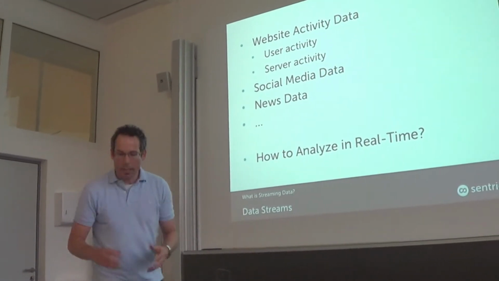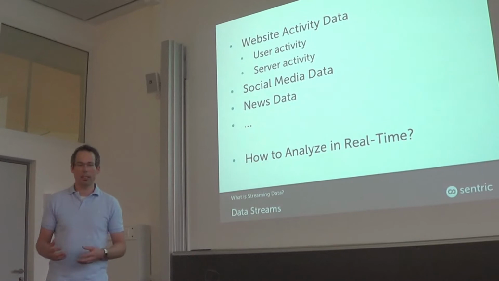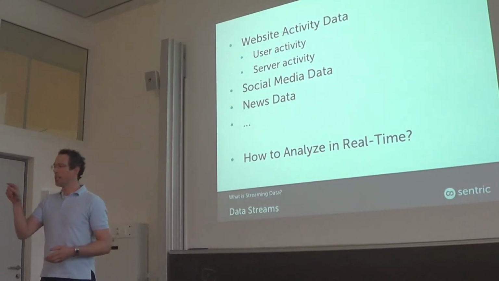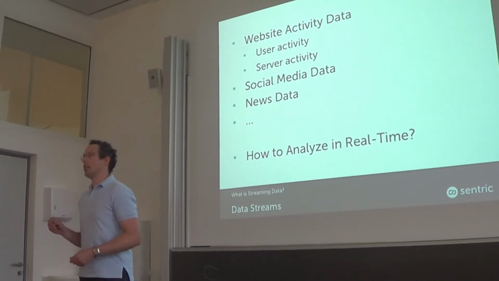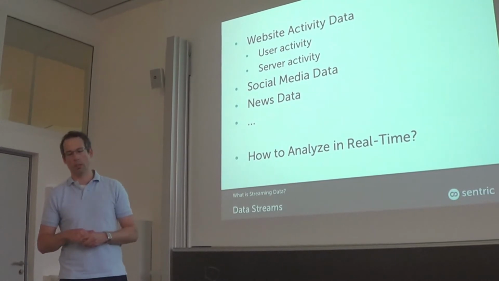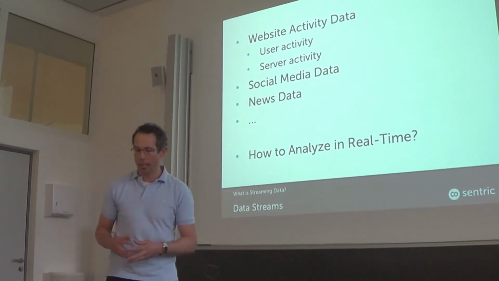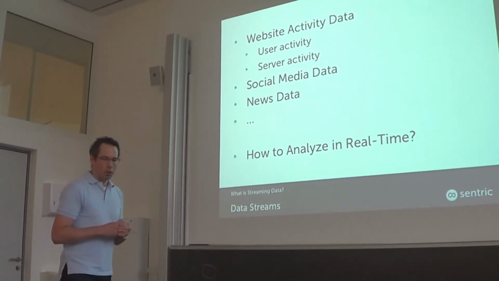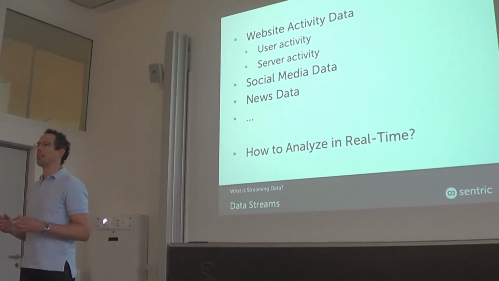And what it actually is: streaming data is a part of website activity data, like I said, user activities like tracking data, the click paths of the user, and also the server activity like log files from Apache or something like this. That's all called website activity data, and that's one part of it. Then also social media data, or kind of streaming data, news data as well.